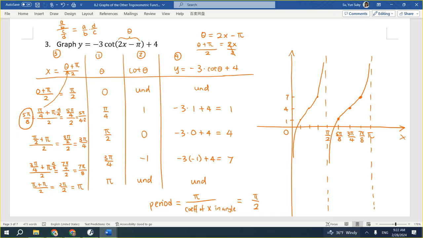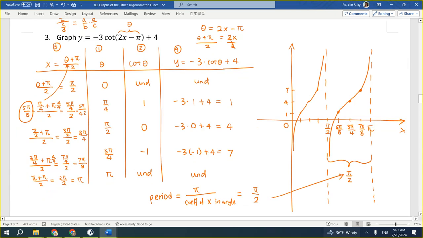The second way is look at your x values. Look at the biggest number, pi. Look at the smallest number, pi over 2. What's the difference? Pi over 2, exactly. So period is the difference between the biggest x and the smallest x, and it is pi over 2. Do you see they're the same? So 2 ways to find the period. Okay? Then we finish this problem.